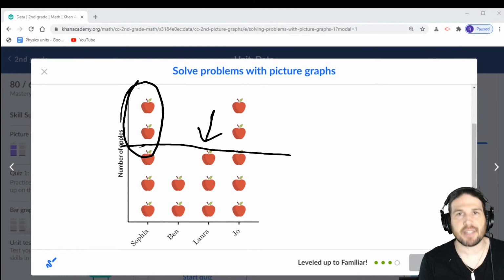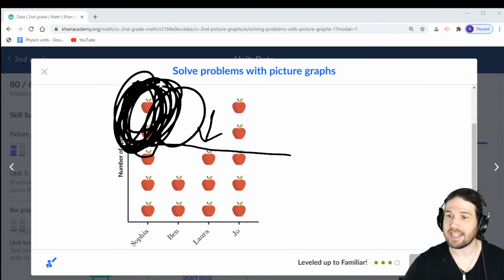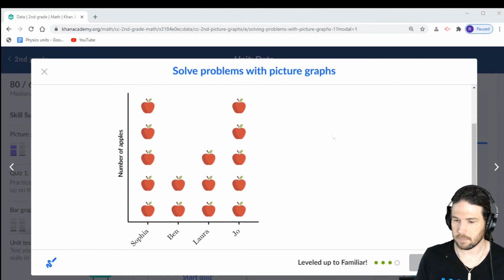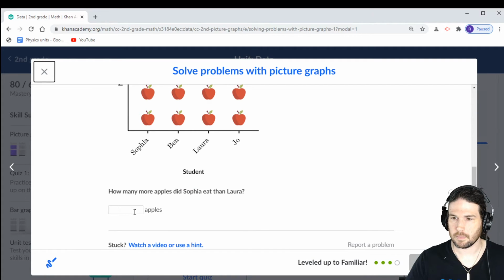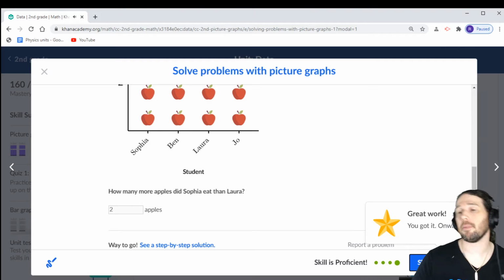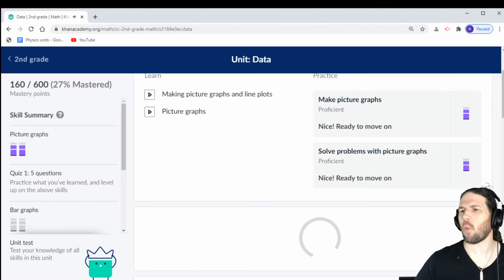That's the whole point of these graphs, is so that you don't have to do the math. You can literally just see. You can just look at it and see that there are 2 more apples in Sophia's belly than in Laura's. And that is solve problems with picture graphs. Moving on, we are doing so well, my friends.